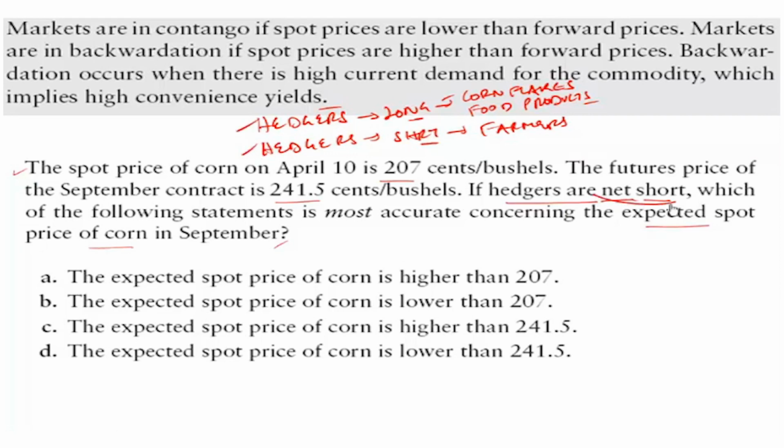Hedgers are net short means there are more farmers than food product companies. So there are more hedgers shorting, and fewer hedgers longing. Please note, for every short there has to be a long, or somebody has to be long. So the question is not whether there will be a long party. The question is whether that long party is a hedger or a speculator.